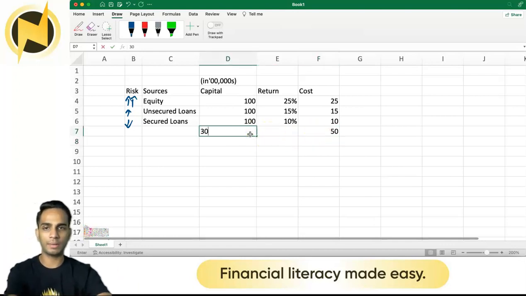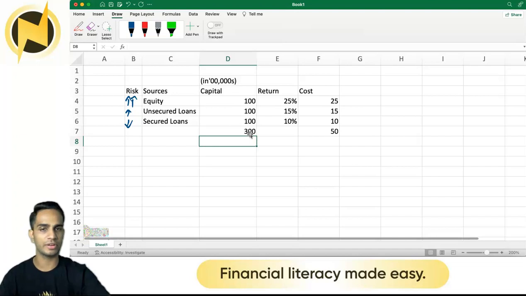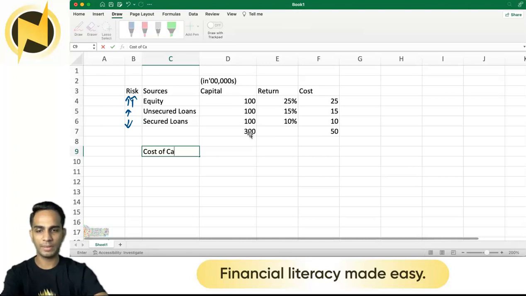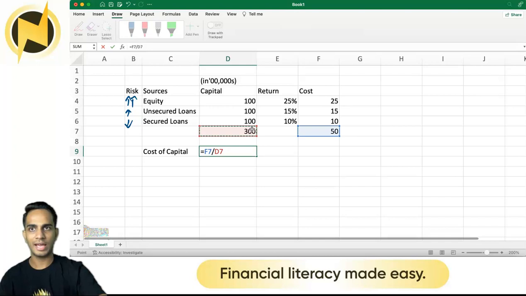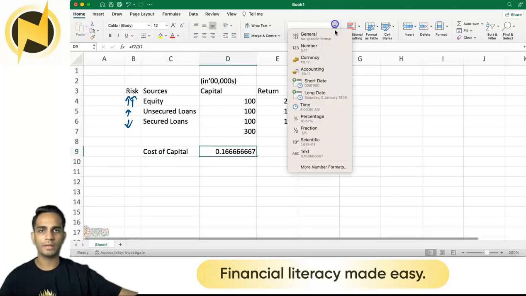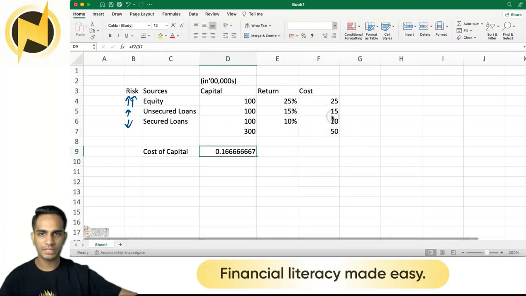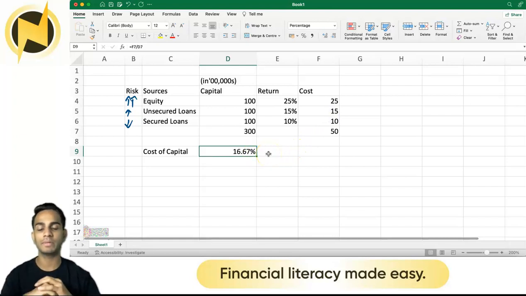Now what is that total capital? 100 plus 100 plus 100, 300. Now, would it be fair to say the cost of capital of this particular company as a percentage is 50 divided by 300 expressed as a percentage? It will be 16.67%. Yes. So the total cost of capital for the company is 16.67%. It's fair to say, right?